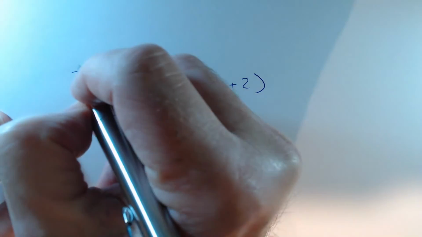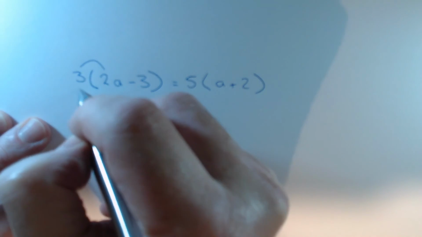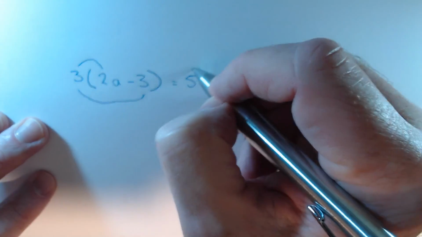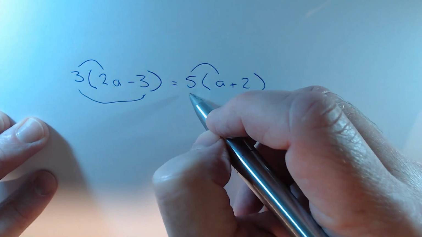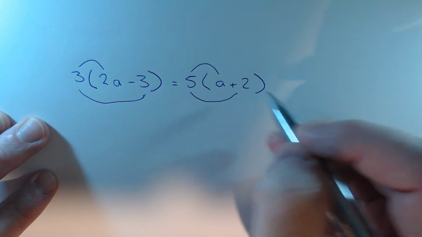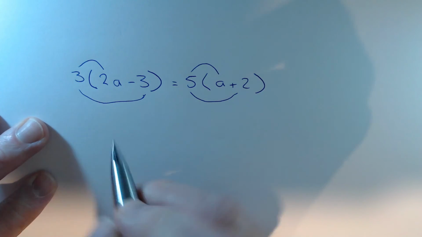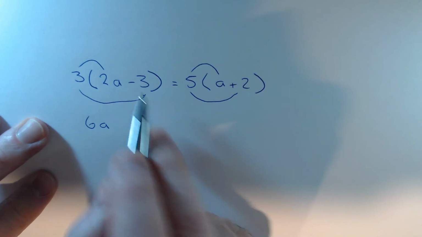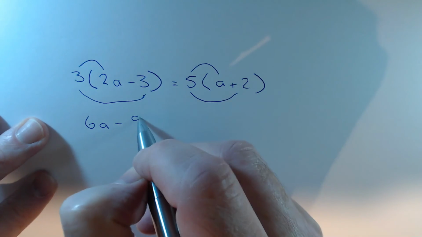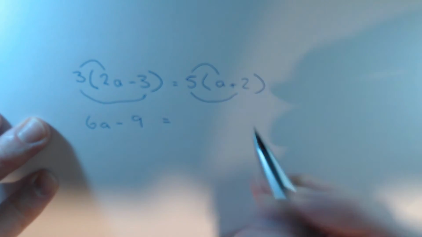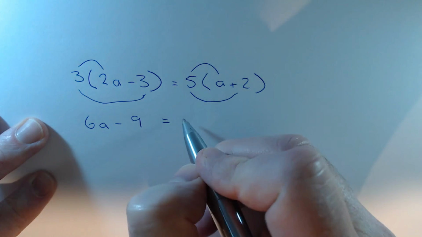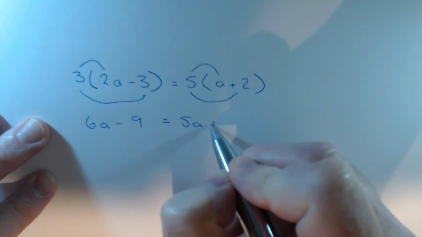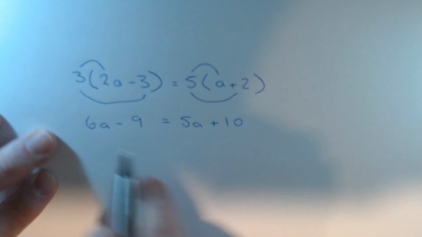We take our 3 and multiply it by our 2a. We take our 3 multiplied by our minus 3. We take our 5 and multiply it by our a, and our 5 and multiply it by 2. So 3 times 2a gives us 6a. 3 times minus 3 gives us minus 9. And that's going to be equal to 5 times a, which gives us 5a, and 5 times 2 gives us plus 10.